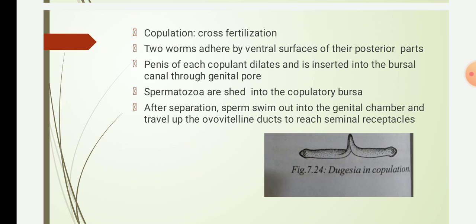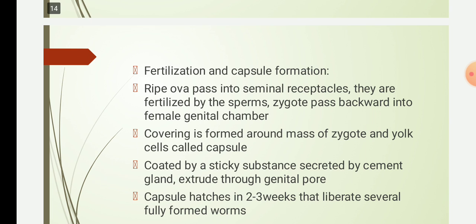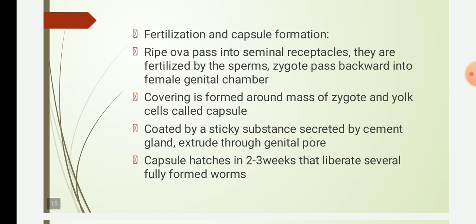Okay, then fertilization takes place and the capsule formation takes place. In fertilization, what happens? Ova pass out from the ovaries into the seminal receptacles, where they get fertilized, and the zygote then again passes through the ovovitelline ducts into the female genital chamber. Okay, where it comes in contact with the yolk shell glands, and in the female genital chamber they get a covering also, that is, this covering is called a capsule.